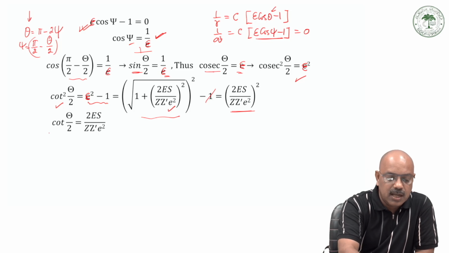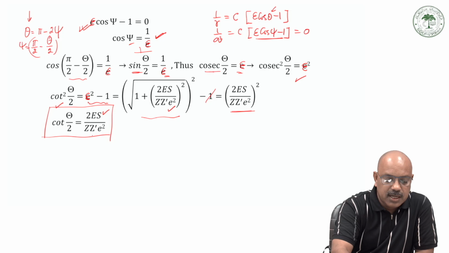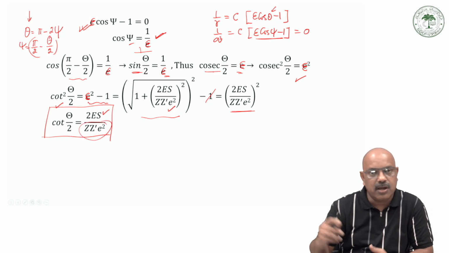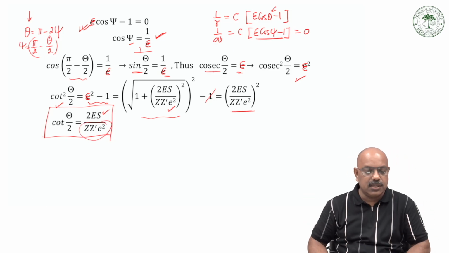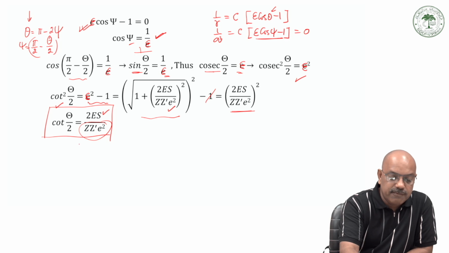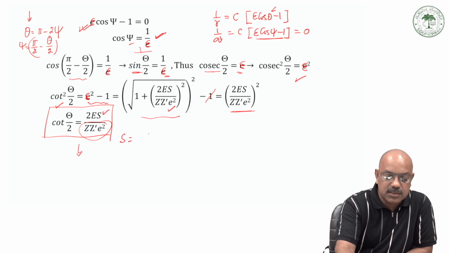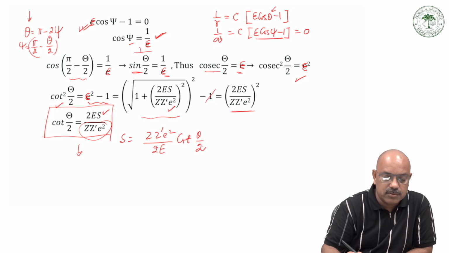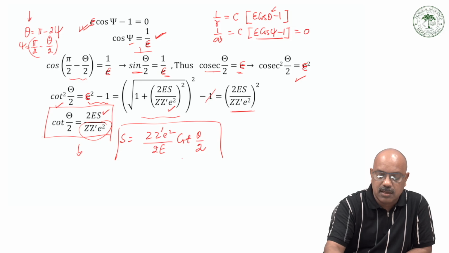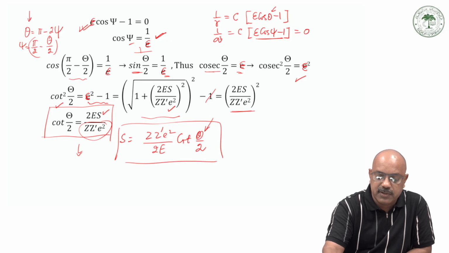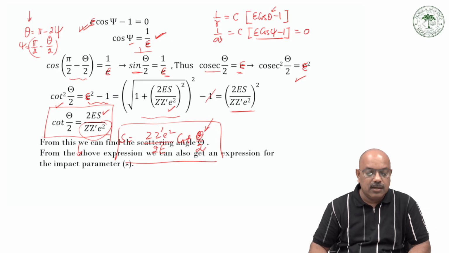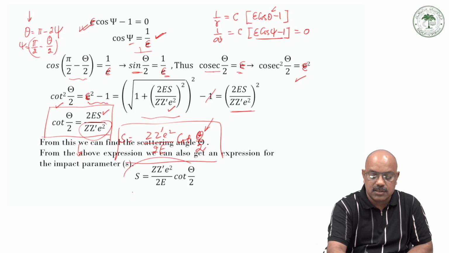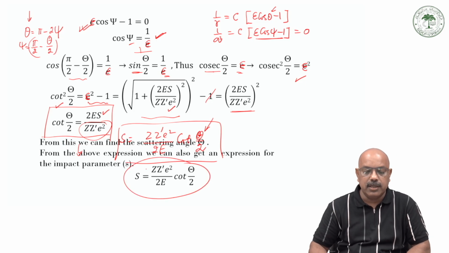So now cot theta by 2, the scattering angle, the impact parameter, and the charges of the target and the projectile are related using this equation. So from here I can find the value of s. That is going to be z prime e square by twice epsilon times cot theta by 2. This is the impact parameter in terms of the scattering angle.